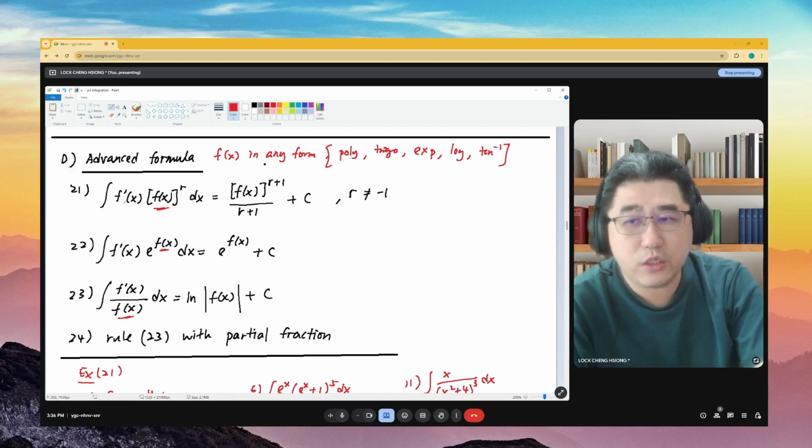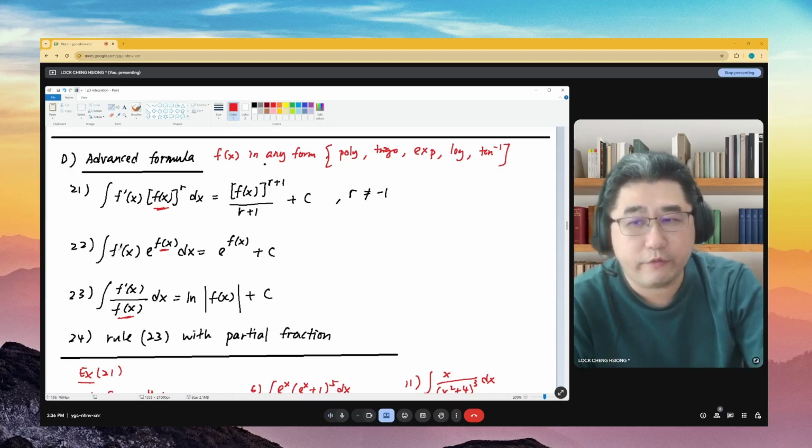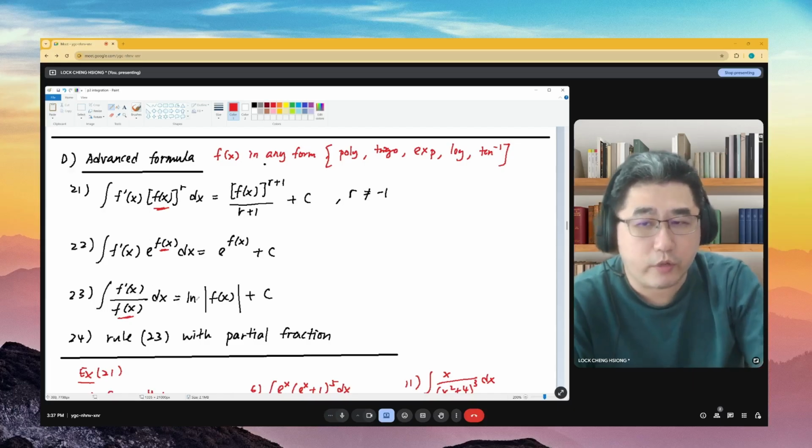If you see integration of f'(x) [f(x)]^r, then you can actually write it as [f(x)]^(r+1) over r+1, where r is not equal to negative 1. So some students will ask what happened to the f'(x)? It's gone. Okay, it just vanished, no longer appears. Number 22, if you have f'(x) e^(f(x)), then I will have e^(f(x)). Number 23, if you have f'(x) over f(x), a fraction form, then you have ln of modulus f(x).